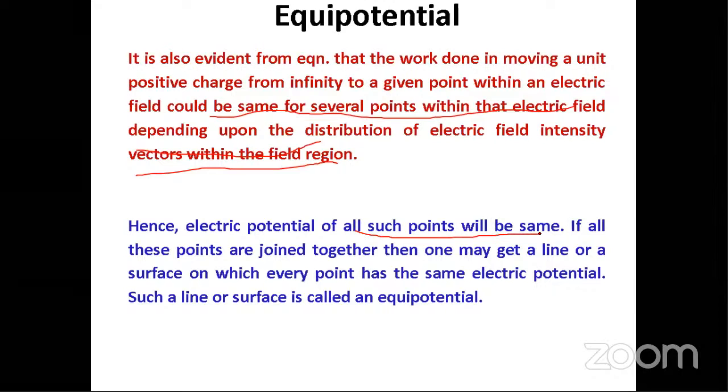This is the primary condition for the equipotential line. We can draw a line among the points which are maintained at the same potential, or you can join the points which are at the same potential, and then this line is called the equipotential line. All the points are called electrically equipotential. If all these points are joined together, then one may get a line or surface on which every point has the same electric potential. Okay.